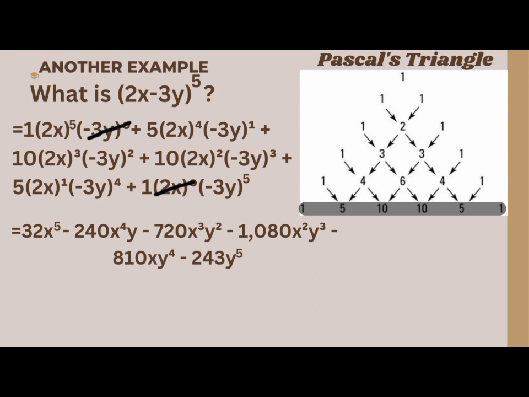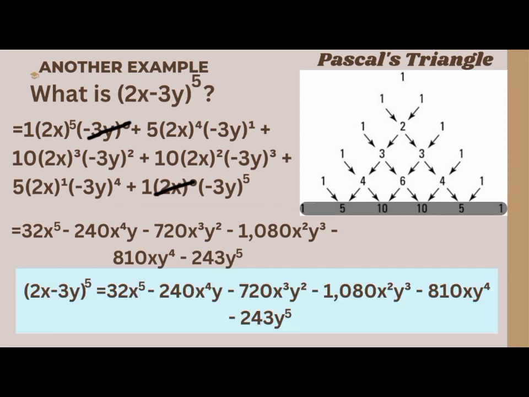And the final answer is (2x - 3y)^5 equals 32x^5 - 240x^4y - 720x^3y^2 - 1080x^2y^3 + 810xy^4 - 243y^5.